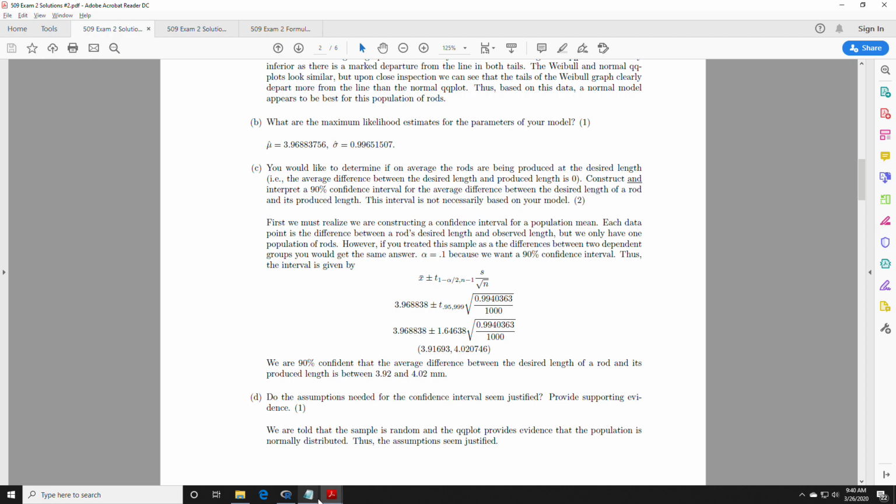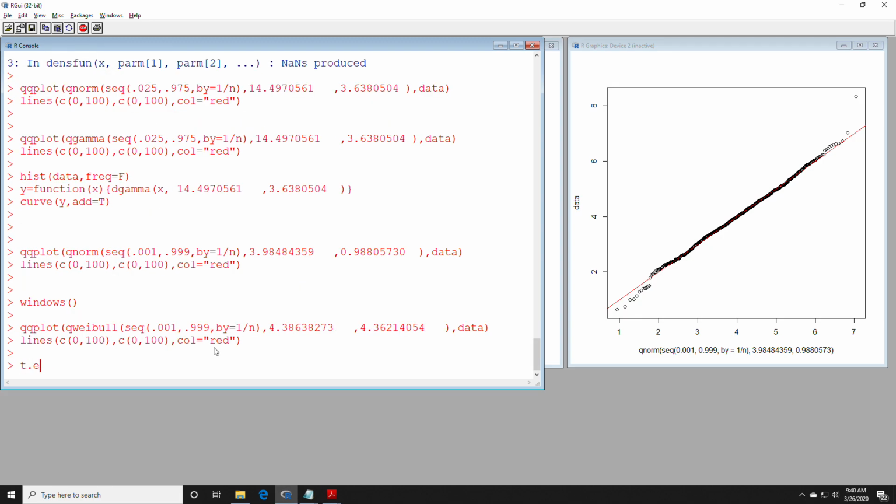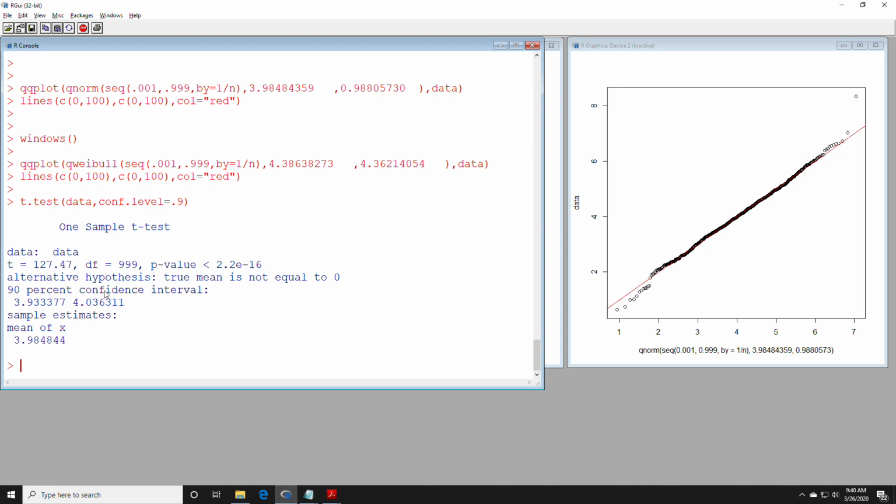So it should be pretty straightforward. t.test, data, conf.level equals 0.9, 90%. And one sample, we just put our sample in there, and that should be all we have to do. Okay, one sample t-test. And so the corresponding 90% confidence interval is from 3.93 to 4.03.